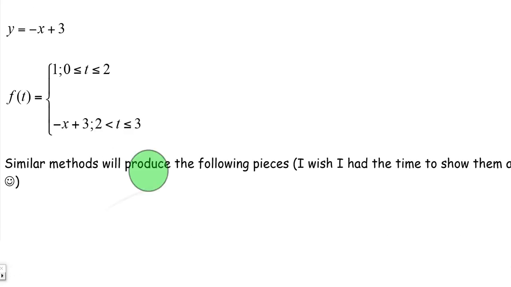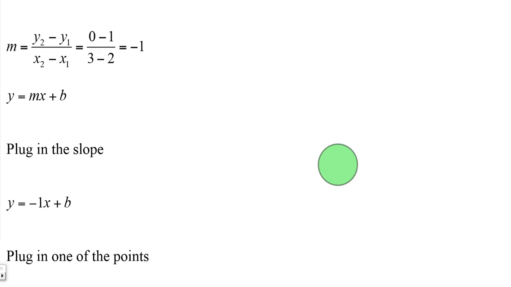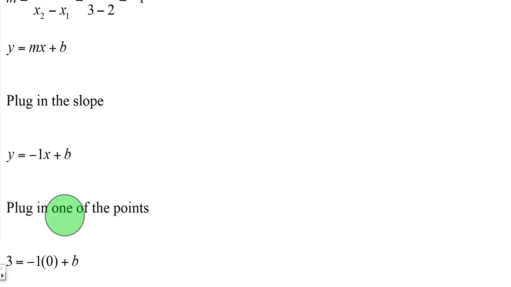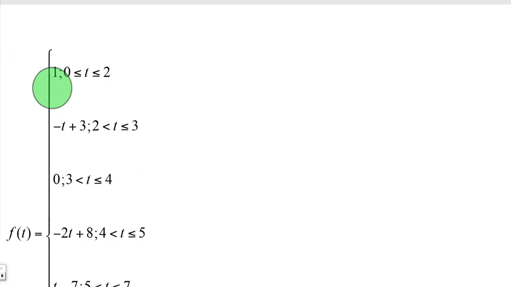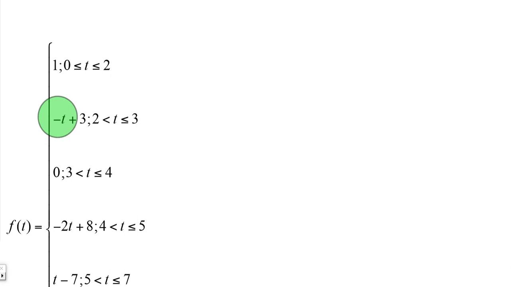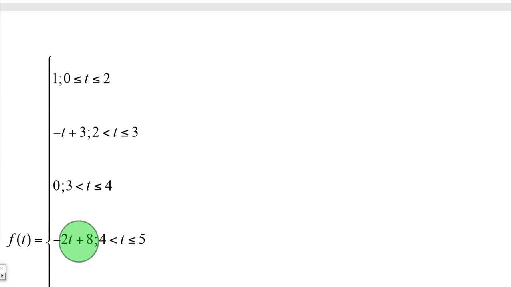Okay, similarly, the methods will produce the following pieces. And again, I wish I had more time to show them, but we understand that if you pick 2 points on a line, you can determine the formula for any line by finding the slope first, and then plugging in one of the points to find out b, and then you have an equation for the line. Okay, so similar points will produce, and this time I got the t right, it's t not x, the following pieces. Okay, so I do want to break this down a little bit.